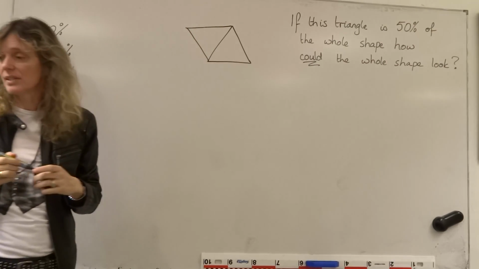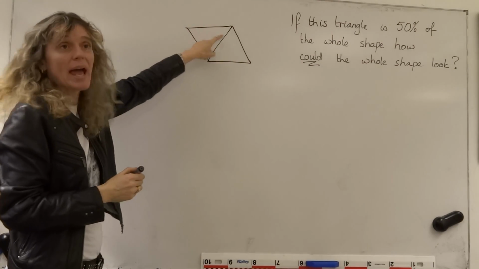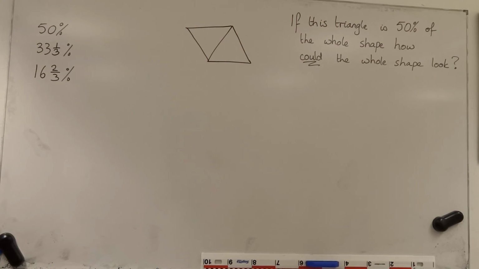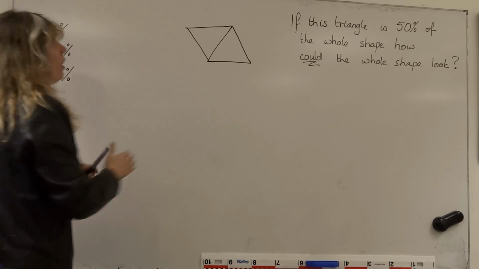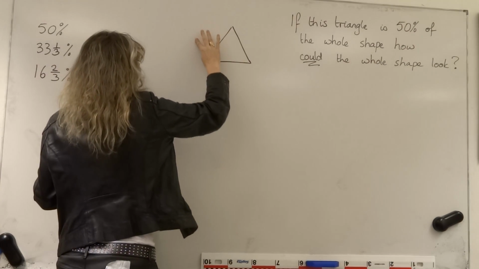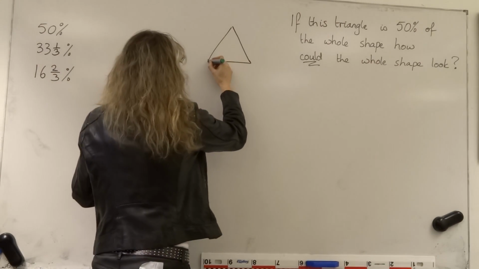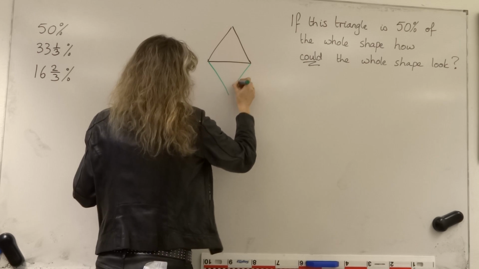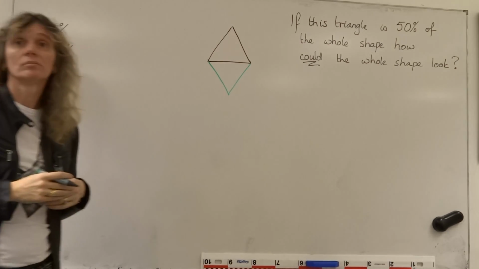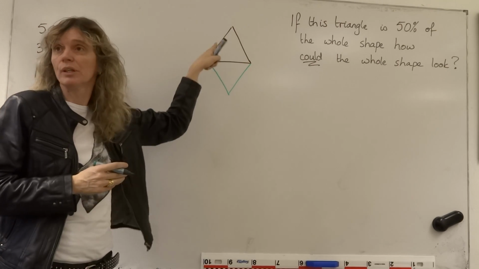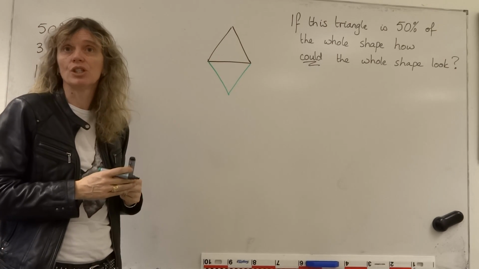That's upside down, isn't it? And this triangle up there is identical to that triangle there. So the shape could look like that. It could be a parallelogram. Or I could actually decide to put the triangle down here as well. It's still that this triangle is half of the complete shape, 50% of the complete shape.